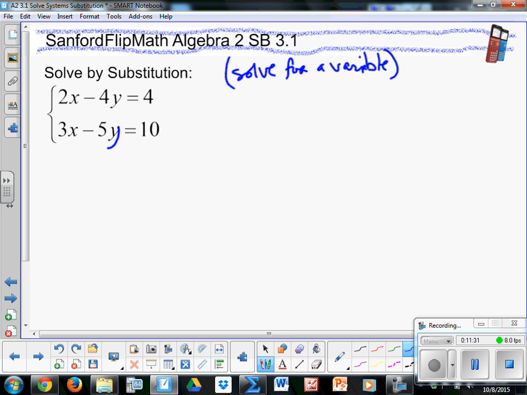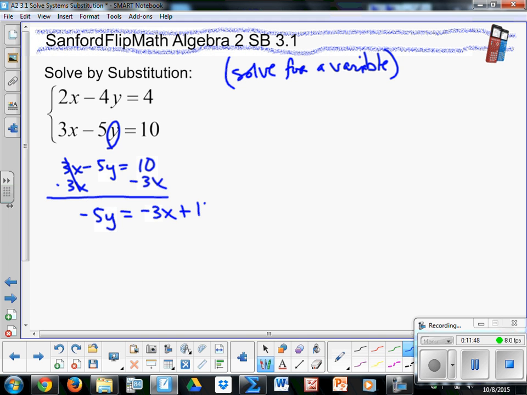Okay, so I'm going to pick this y, and I'm going to solve for that. So I'm going to take 3x minus 5y equals 10, and I'm going to get y by itself. So I'm going to subtract 3x from both sides. This is going to end up being slope-intercept form. It doesn't have to be slope-intercept form. That's just what it's going to end up being, since I'm solving for y.